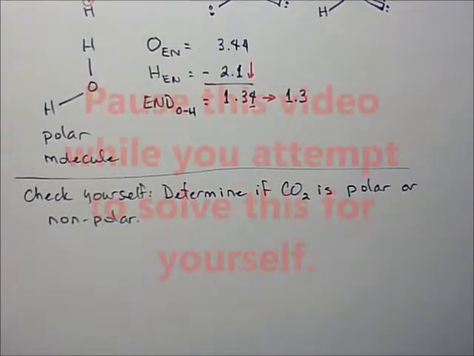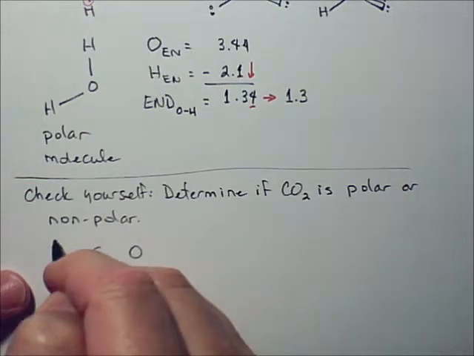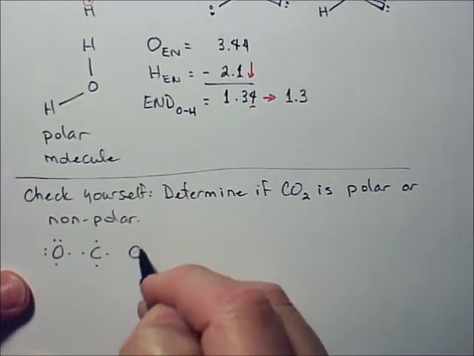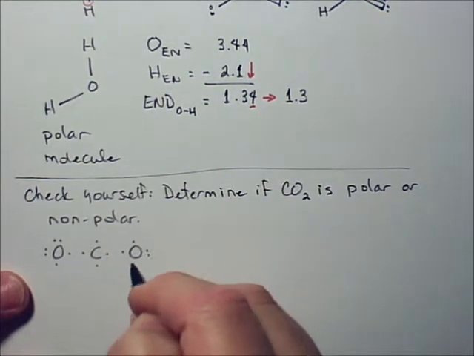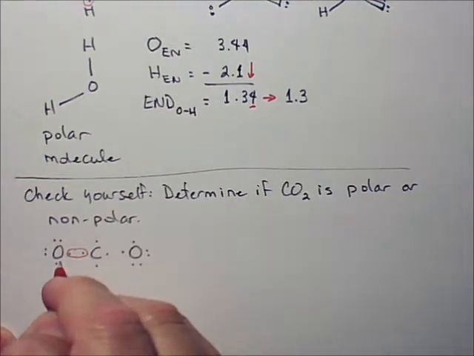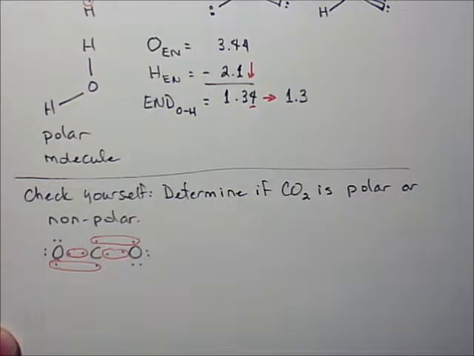Determine if CO2 is polar or nonpolar. What are the 2 criteria you need to make it polar? The electronegative difference has to be between 0.5 and 1.5. Okay. And it has to have uneven arrangement. Okay. Is it uneven arrangement?